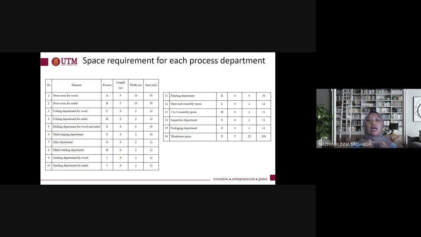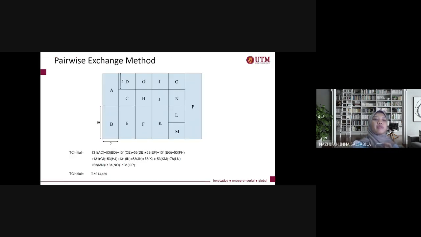Basically, we use the largest space for the warehouse space, which is 5 times 20. The larger places are also used for the raw material stores, including for the wood and metal. And between them, the departments have areas ranging from 12 square meters up to 36 square meters. Next slide. So this is our first method to improve the layout.